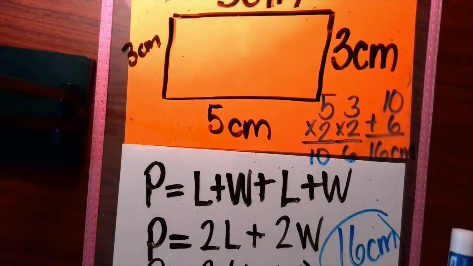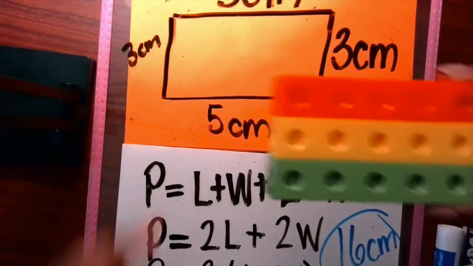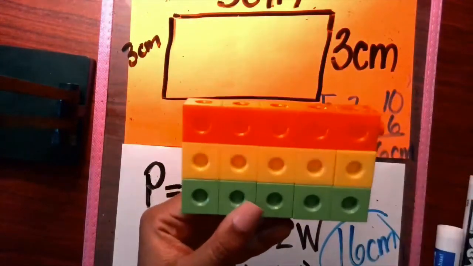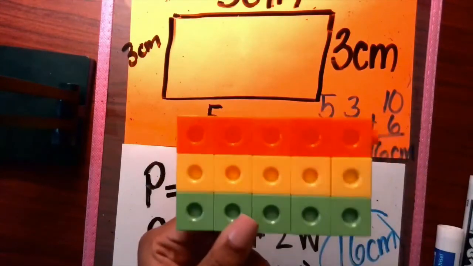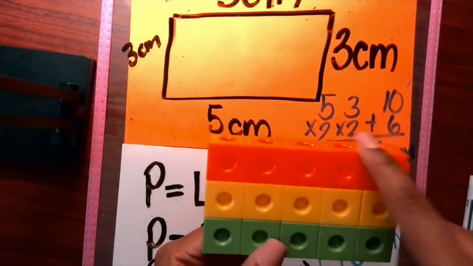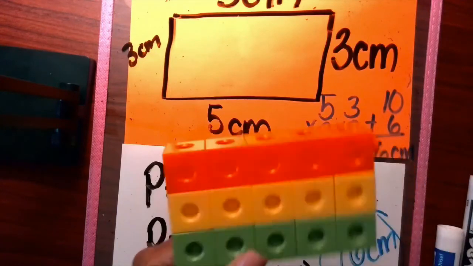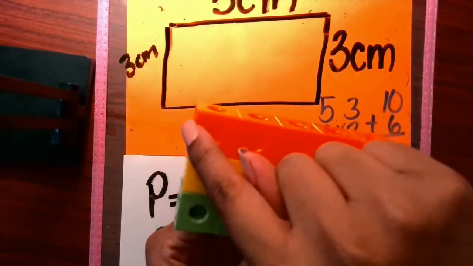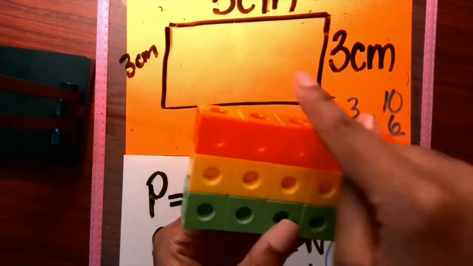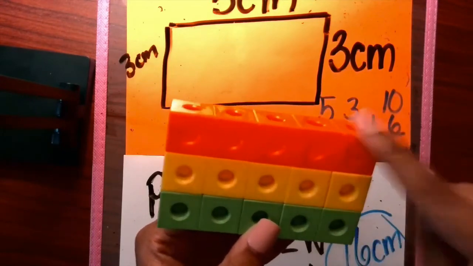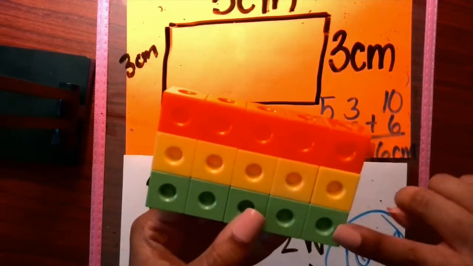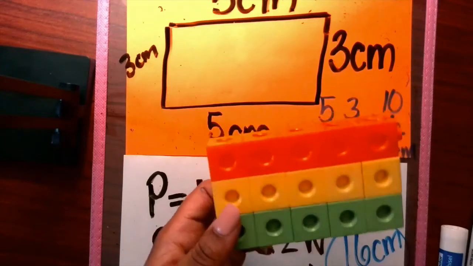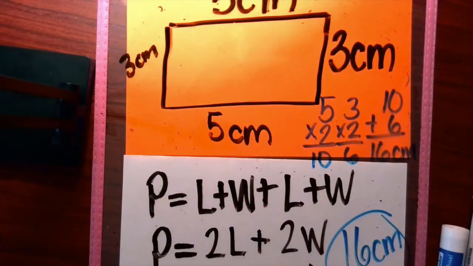Now, let's say I was looking back at my blocks here, or my cubes, and I wanted to find the perimeter of this figure. Well, to find the perimeter of this, I would have to add all of my line segments together going around the outside. So let's count. 1, 2, 3, 4, 5, 6, 7, 8, 9, 10, 11, 12, 13, 14, 15, and 16. So that's perimeter, and those are the different formulas for perimeter.